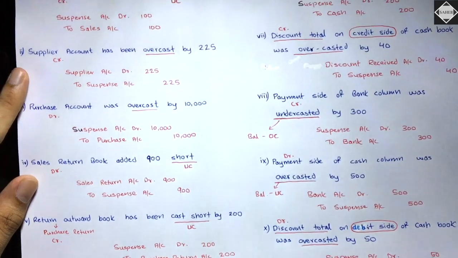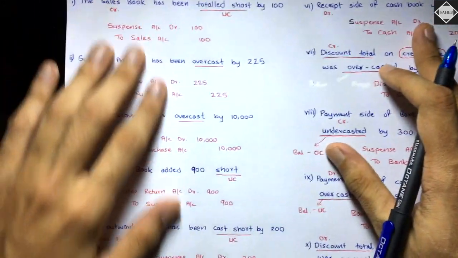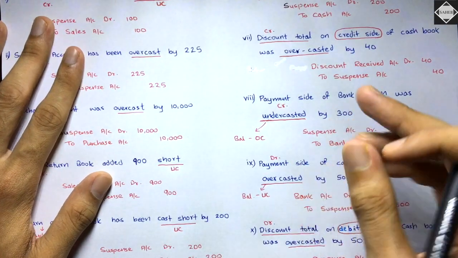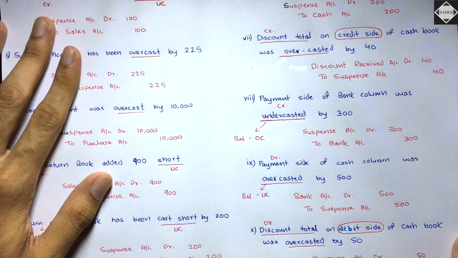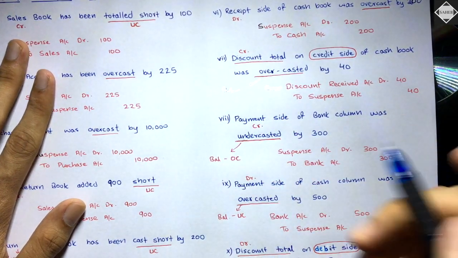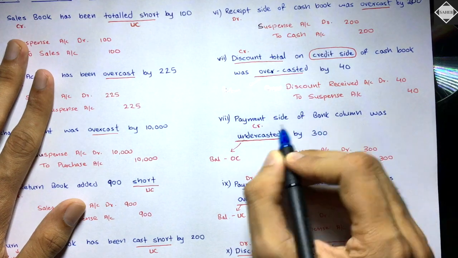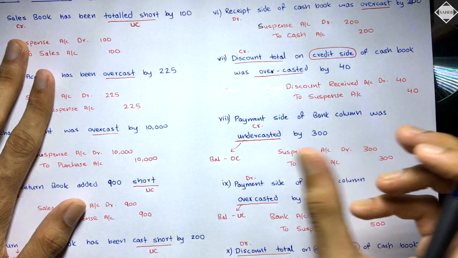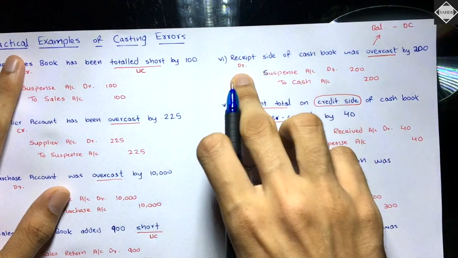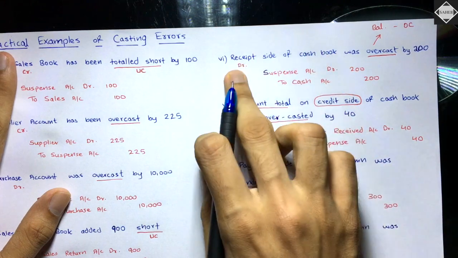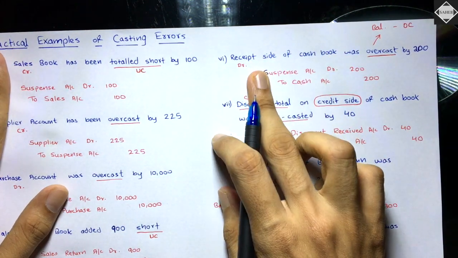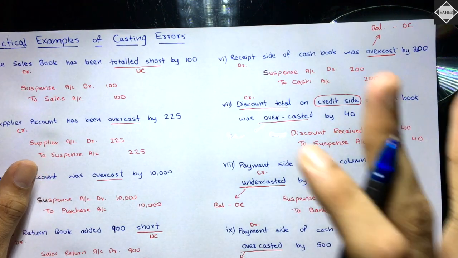You have to be very careful with these transactions, because these are very simple. You already know. These are not difficult at all. Even the discount allowed and discount received are simple and direct. But here, payment side can also be called the credit side of bank column, or credit side of cash book. Similarly, receipt side of cash book can also be called debit side of cash book. Debit side of cash book means receipt side, credit side of cash book means payment side. So you have to be very logical in this and see things properly.